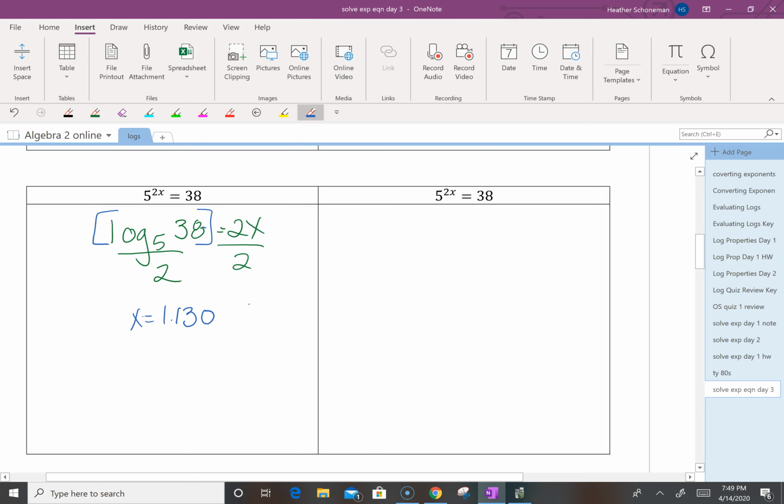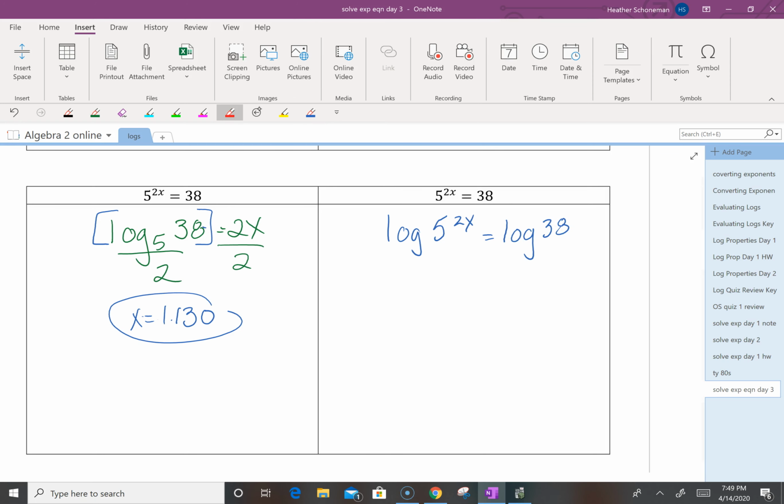Okay, now let's see what happens if we do it the new way. So I'm going to take the log of both sides. So I have log of 5 to the 2x equals the log of 38. Okay, again, log of 38 is a number, but log 5 to the 2x is not because I've got this variable. So using my properties, I'm going to move the 2x to the front.